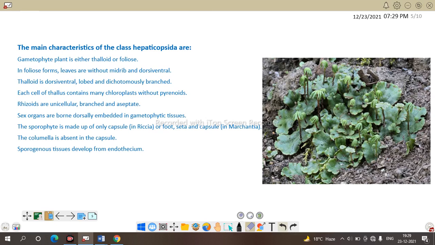So, dichotomously branched; rhizoids are unicellular, branched and aseptate, meaning there is no partition in the rhizoid. Sex organs are borne dorsally, embedded in the gametophytic tissue. Here is the embedded sex organ; you can see it in the photographic image. The sporophyte is made up of only a capsule in the case of Riccia, or foot, seta and capsule in the case of Marchantia. Columella is absent in the capsule. Sporogenous tissue is developed from the endothecium.